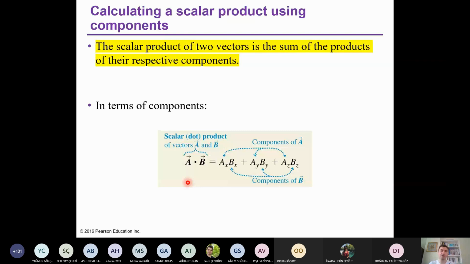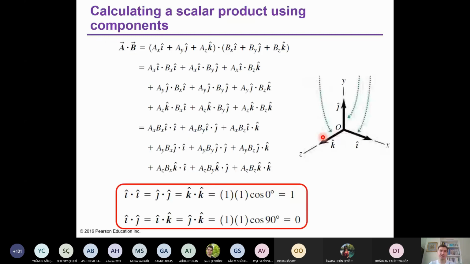Now let me show you how this equation can be possible. So I have A vector and B vector, and I have scalar product. Just write A vector here with its three components, AX times I plus AY times J plus AZ times K, dot BX times I plus BY times J plus BZ times K. So you write all components along the X, Y, and Z, and then multiply this one with this one, multiply this one with this one, and multiply this one with this one. You will get this result.